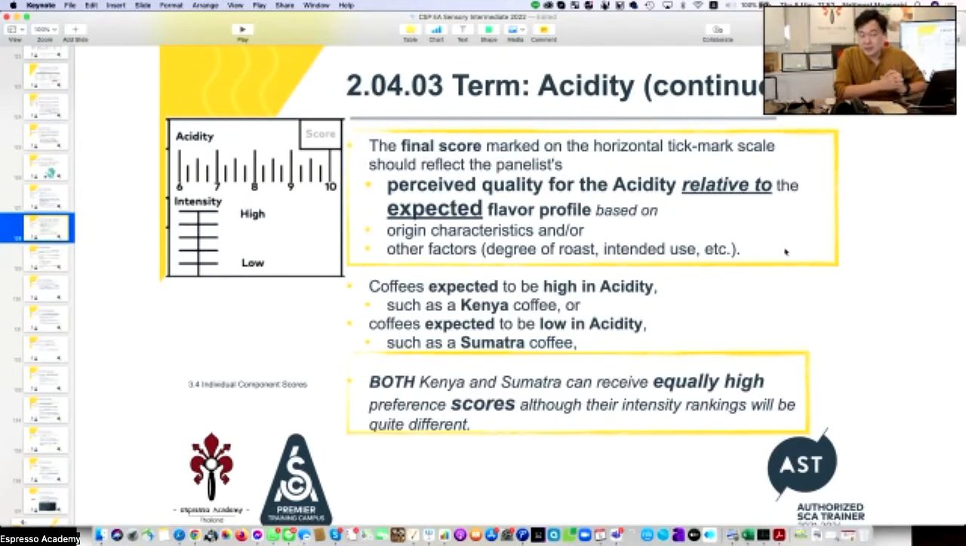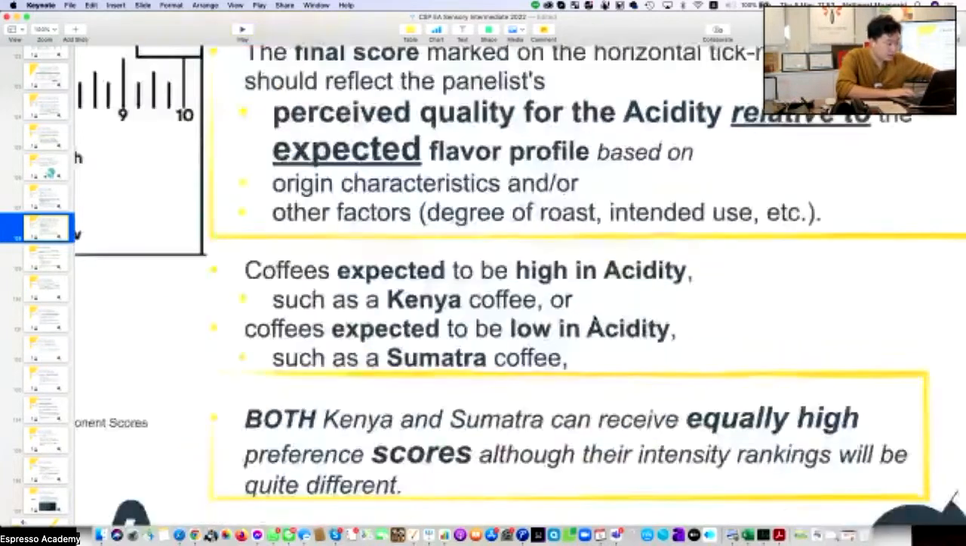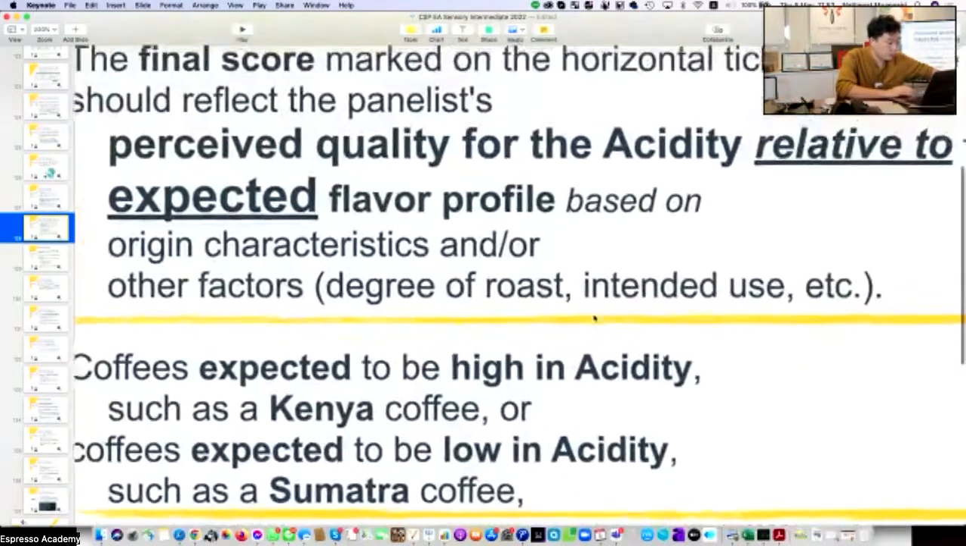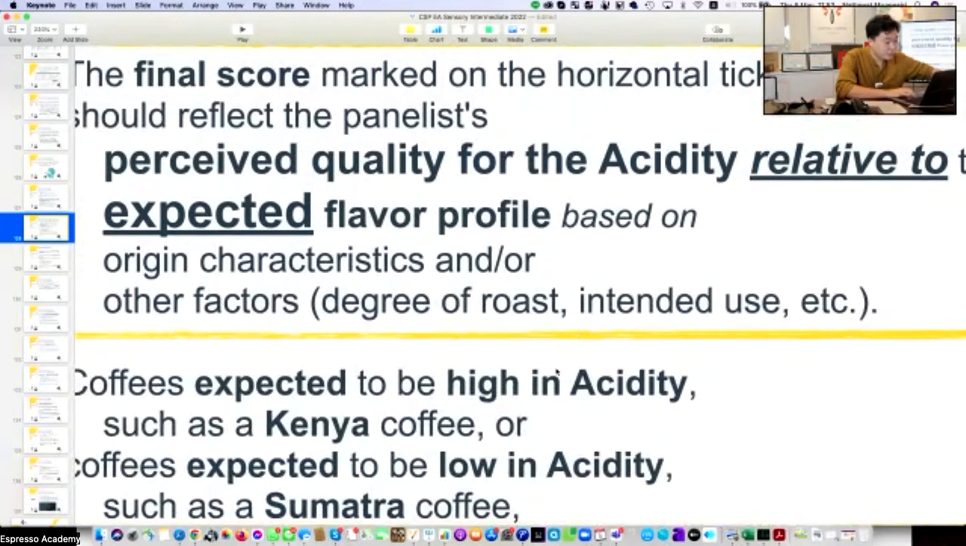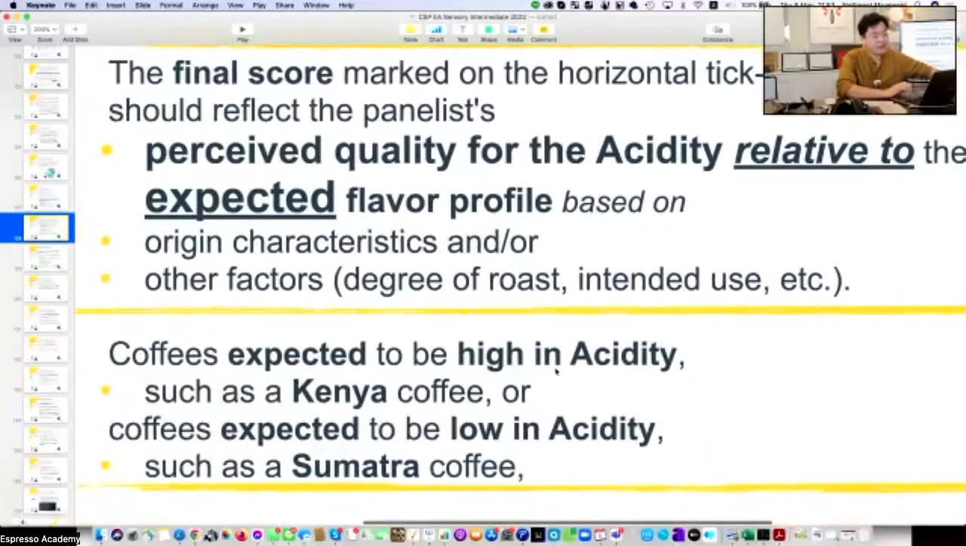This is when I said, when you score some coffee, you need to consider its origin. If on this table you are scoring Lao coffee, you do not score them harshly and compare them to Kenya or Ethiopia. When you score, you have to consider where it's come from, what the coffee is, and what the purpose is as well. So let's look at this one, acidity.